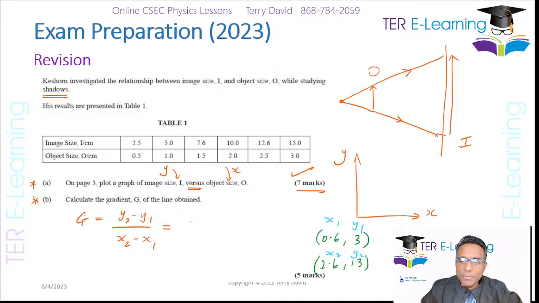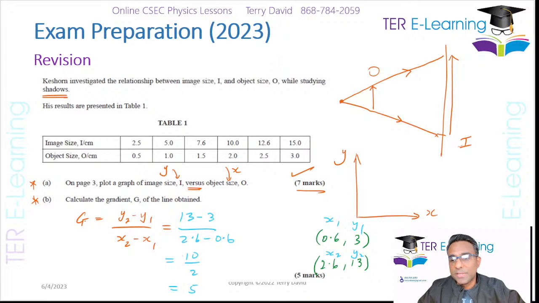So all I'm going to do now, because I have the numbers there, I'm going to substitute. So 13 minus 3 over 2.6 minus 0.6, right? And in this case here, 13 minus 3 is going to give me 10, right? 10 divided by 2.6 minus 0.6 is 2. So therefore, I'm getting 5 as well, right? So you all got 5 as the answer, right?